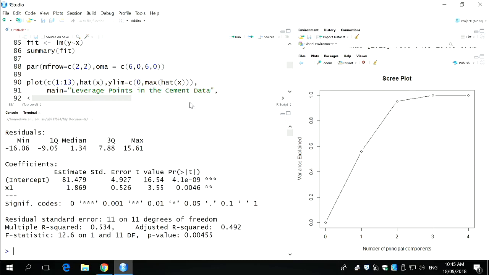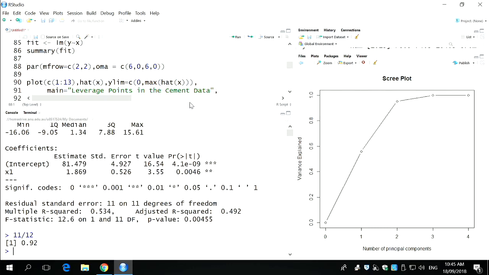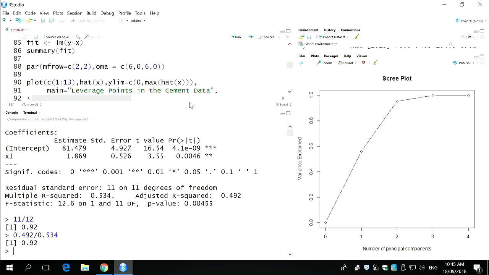Yeah, so it'd be n minus 1 divided by n minus 2, I think. What's 12 divided by, 11 divided by 12? 0.92. What's 0.492 divided by 0.534? 0.92. So that's where it comes from.